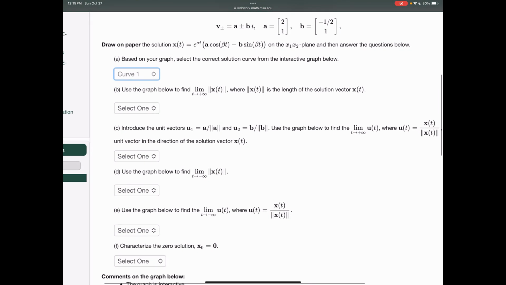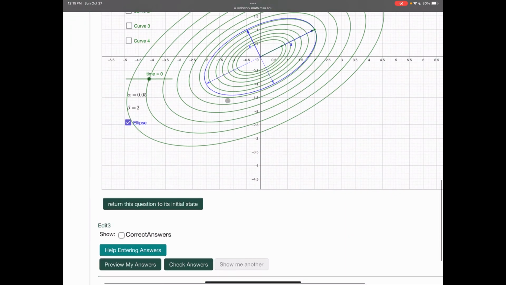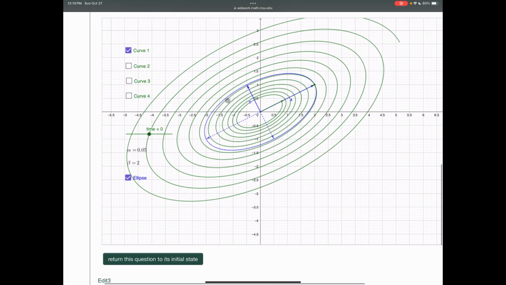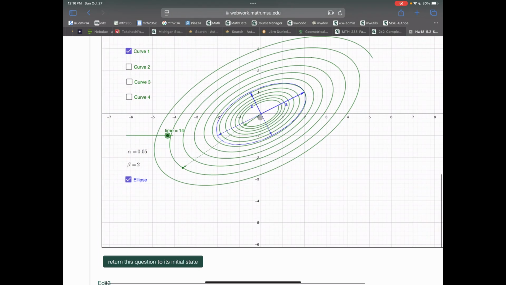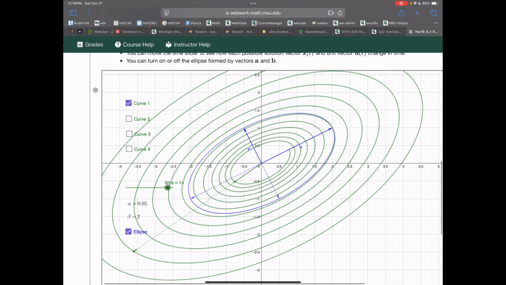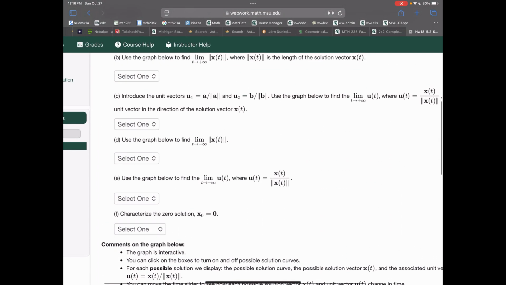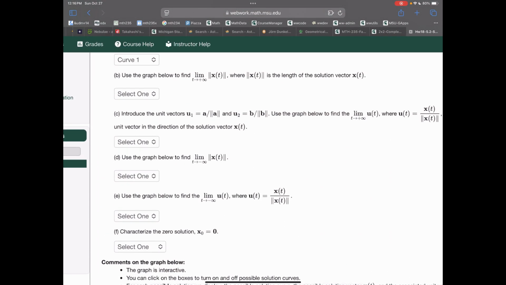Then use the graph below to determine the limit of the magnitude of the solution when t goes to plus infinity. Well, let's put t really big. What is the magnitude of the solution? The magnitude of the solution is the length of the solution vector. You see it's getting bigger and bigger because alpha is positive. So then we go back here and we say, yeah, that goes to infinity for sure.